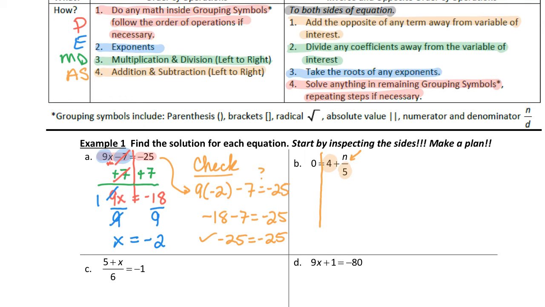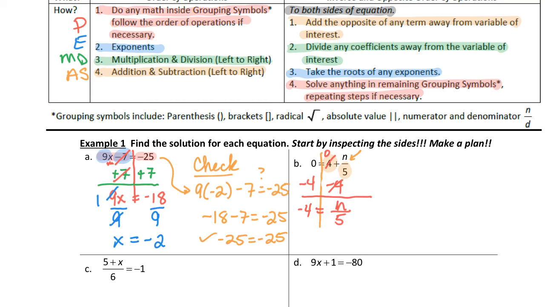So we're going to deal with the addition or subtraction first. So the opposite of 4 is going to be to subtract a 4 from both sides. Right, so using those canceling properties, 4 minus 4 would become a 0, so we don't need to worry about it. So that's a shortcut we can start taking. 0 minus 4 is -4, and that's going to equal n divided by 5.